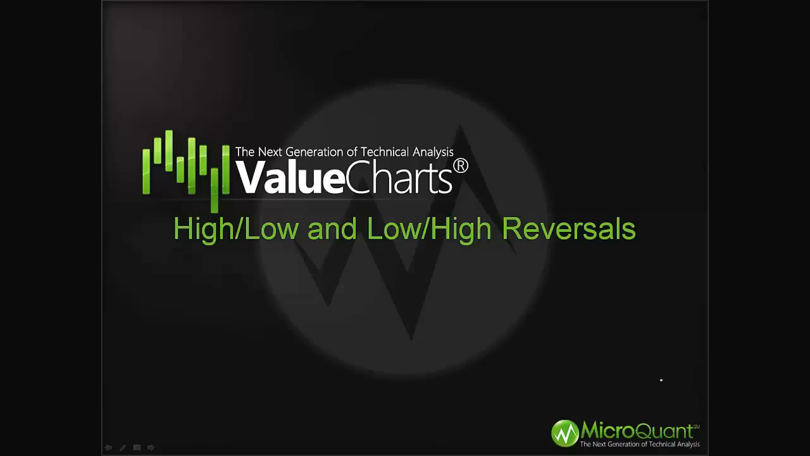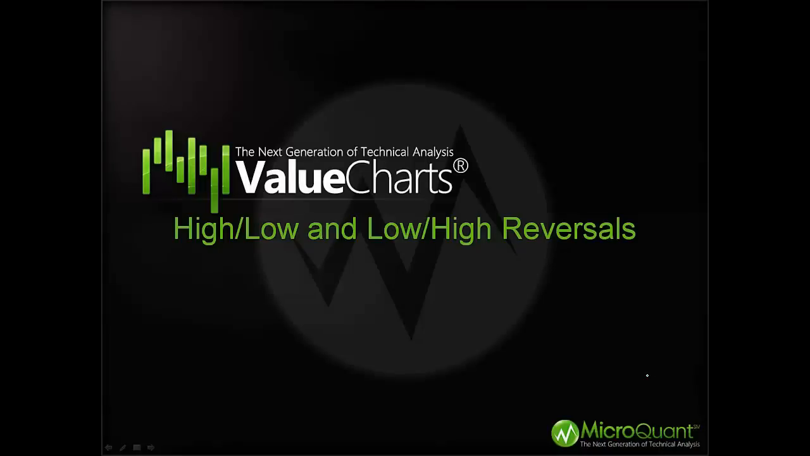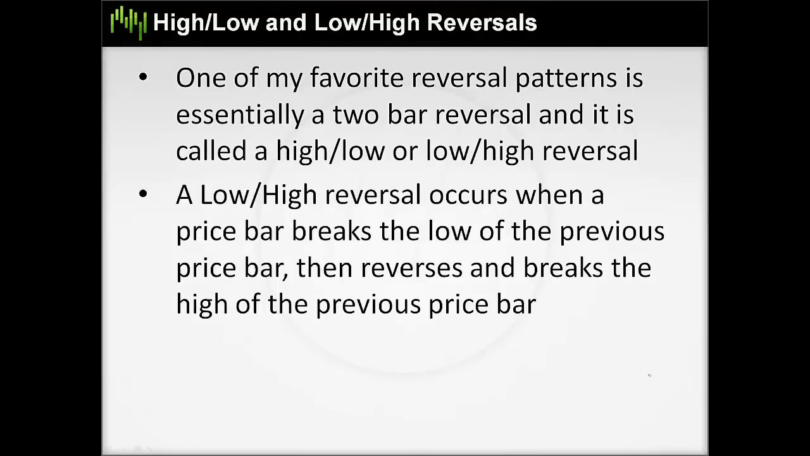I wanted to learn a little bit about this very cool strategy for trading the S&P E-mini futures contract. This strategy is called a high-low or low-high reversal pattern. It's very simple, and it's very effective on an intraday and end-of-day basis. It's one of my favorite patterns, essentially a two-bar reversal. It's called a high-low or low-high, and you'll understand why in just a moment.